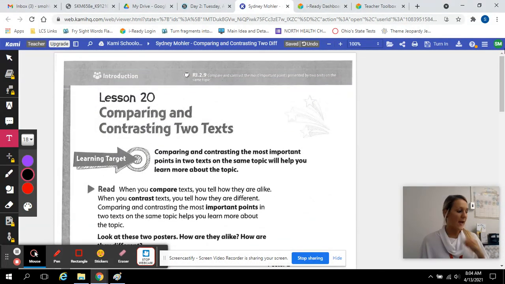Tomorrow we'll get into text. We'll start reading two different texts and comparing and contrasting within those texts.